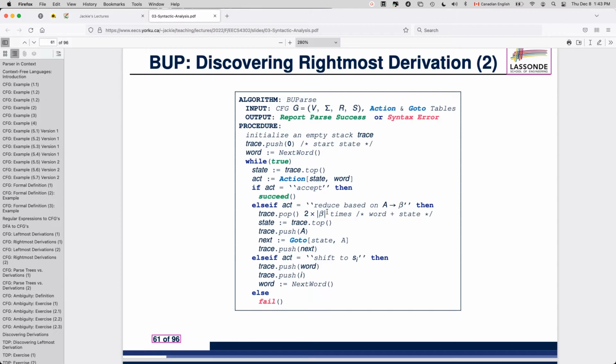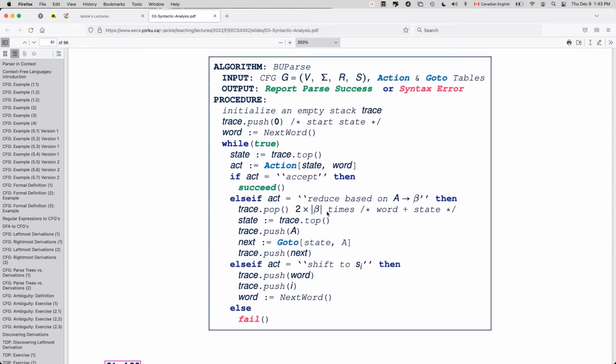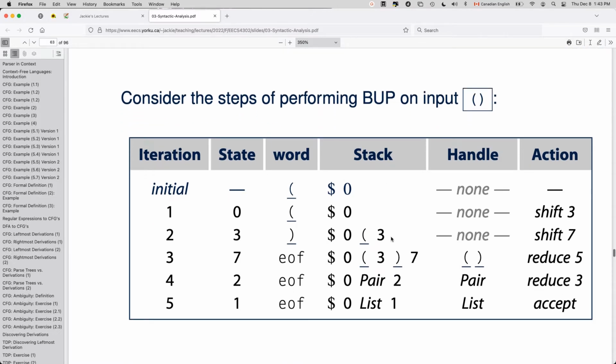Okay, I can do some very quick recap about how you can review the whole lecture here. We started with this algorithm over here with the assumption that the action and the go-to tables actually exist, right? We try to trace different input strings by using the bottom-up parsing algorithm, which is not too bad. It's just about looking up whether you want to do a shift action or the reduce action. And we also talk about a handle, about a stack, right? That's something you can also review.